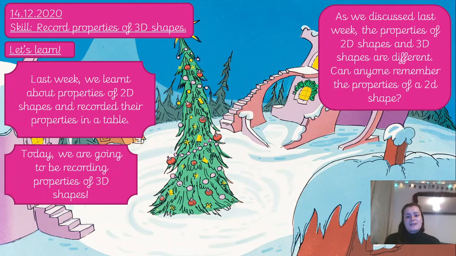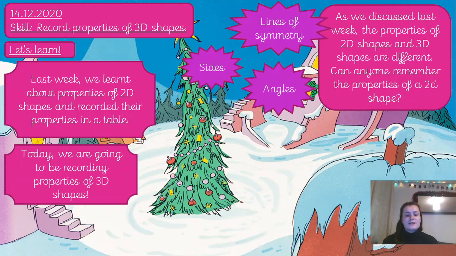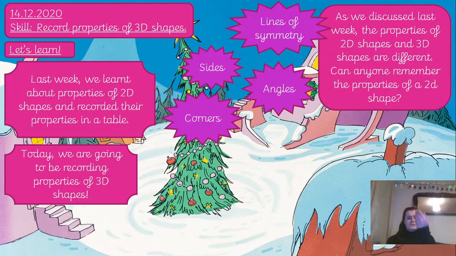So as we discussed last week, the properties of 2D shapes and 3D shapes are different. Can anyone remember the properties of a 2D shape? Pause the video, see if you can remember what they are. So the properties of a 2D shape, we said lines of symmetry, angles, sides and corners. So the lines of symmetry were where we were folding our pieces of paper in half, weren't we, to see the shape split equally in half. The angles were the bit of the spaces inside the corners. The corners were obviously the pointy bits, and the sides, and we said you could have straight sides or curved sides like on a circle.